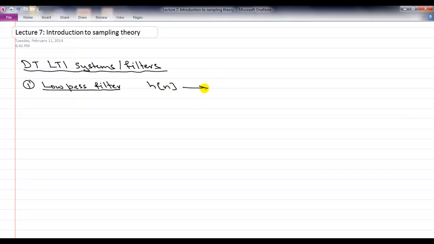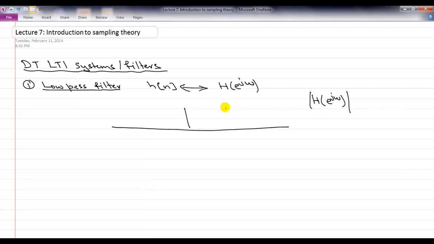Okay? So a low-pass filter in discrete time has a Fourier transform H of e to the j omega. We will primarily be concerned with the magnitude response. So a discrete time LTI filter whose magnitude response is 1, or maybe another constant, between plus omega c and minus omega c, and all of this is between minus pi and plus pi.